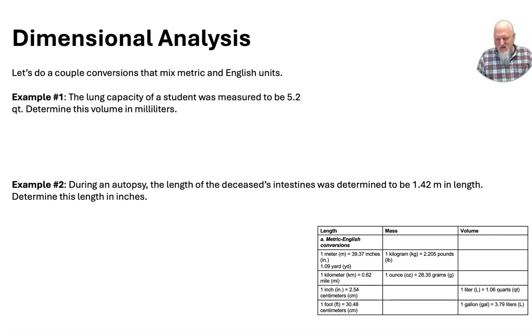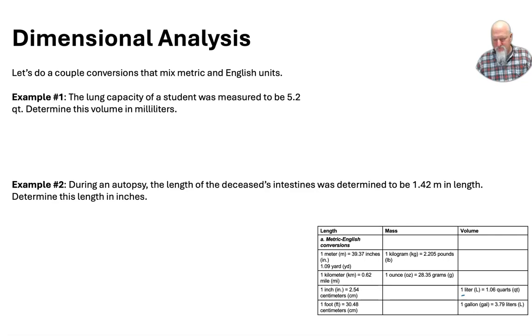All right, so the lung capacity of a student was measured to be 5.2 quarts. Determine this volume in milliliters. All right, so we've got quarts, which is an English unit, and milliliters, which is a metric unit.